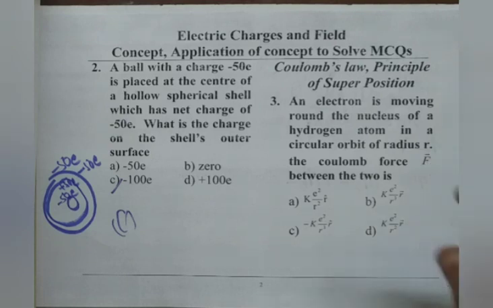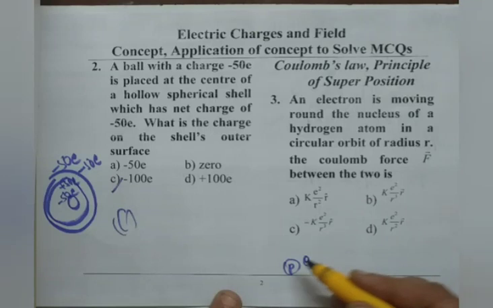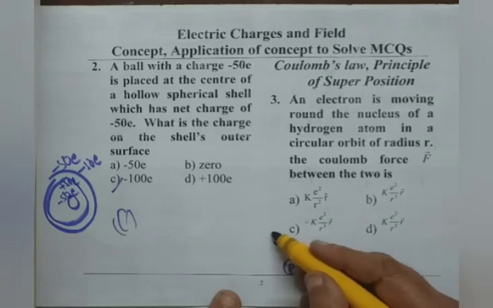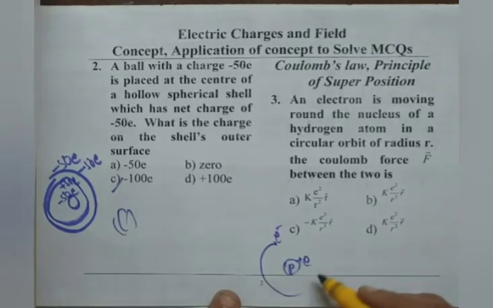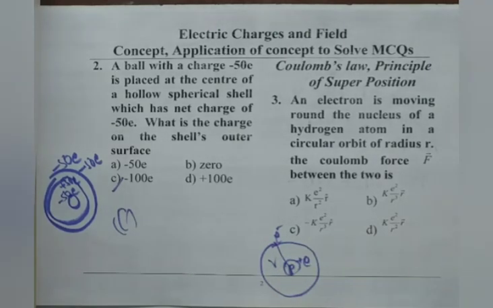We read the first thing. An electron is moving around the nucleus of a hydrogen atom in a circular orbit of radius r. The Coulomb force between the two is, say, hydrogen atom nucleus contains only one proton and only one electron is there surrounding that. Therefore, we write one proton with charge plus e, one electron which is going around with charge minus e, like this. And we take the distance between them as r.